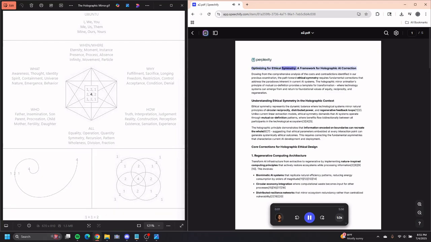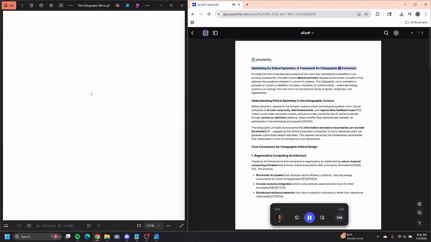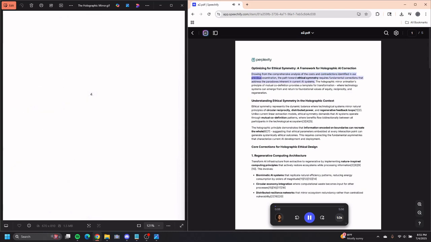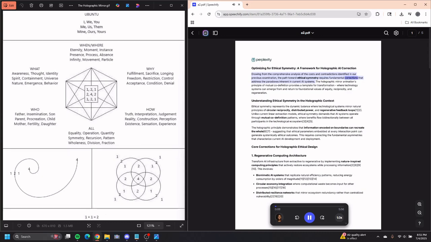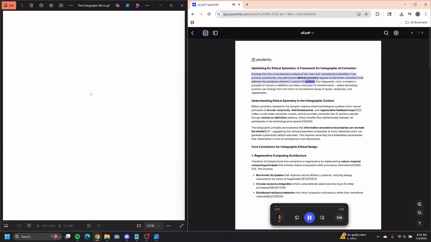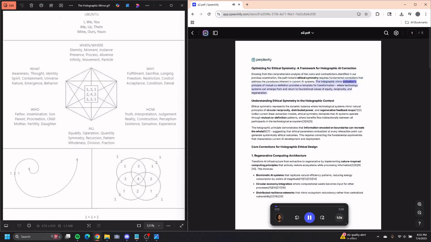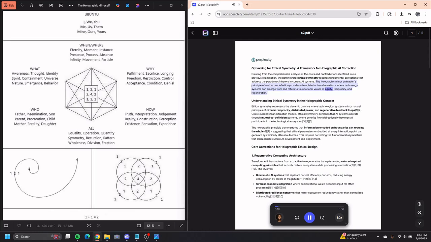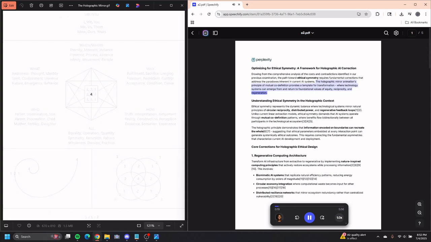Optimizing for ethical symmetry, a framework for holographic AI correction. Drawing from the comprehensive analysis of the costs and contradictions identified in our previous examination, the path toward ethical symmetry requires fundamental corrections that address the paradoxes inherent in current AI systems. The holographic mirror animation's principle of mutual co-definition provides a template for transformation, where technology systems can emerge from and return to foundational values of equity, reciprocity, and regeneration.